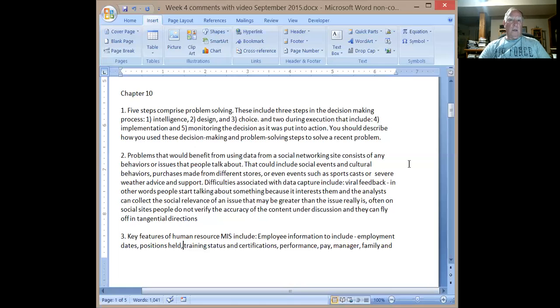disproportionate feedback. For example, something just takes off or goes viral. What happens? It goes viral. It has an extremely large following, and it may really not be as important as it seems. So, social sites do not necessarily validate the content published on them. So that means that sometimes people are flying off and addressing all sorts of issues that are really not there, or that may not be accurate.